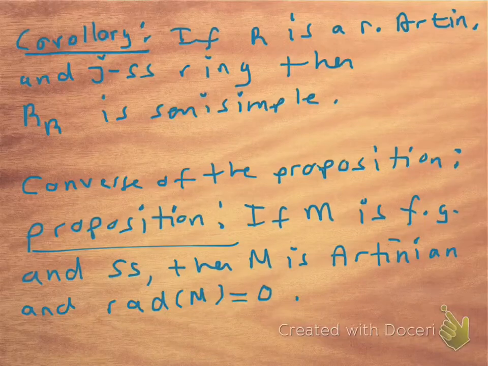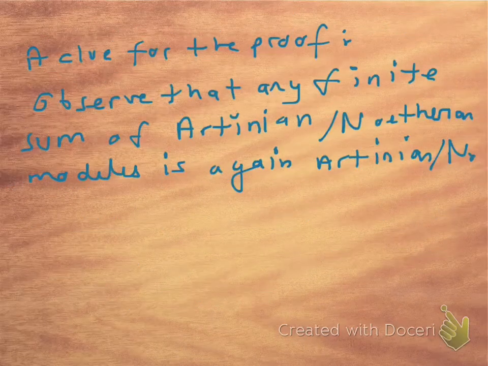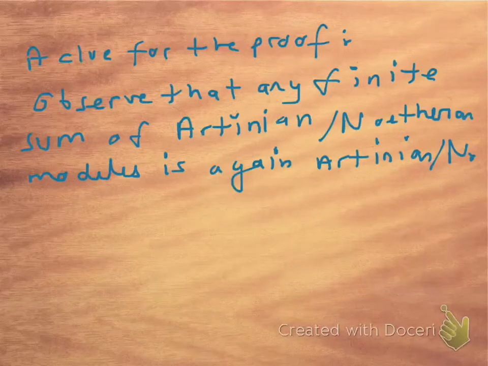So the converse of this proposition is the following. If M is finitely generated and semisimple, which means it's a direct sum of finitely many simple modules, then M is Artinian, and it's Jacobson semisimple. Okay, let's give a couple of clues for the proof. I say one clue, but it's actually two.